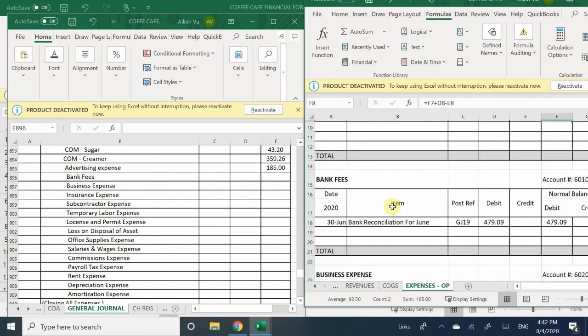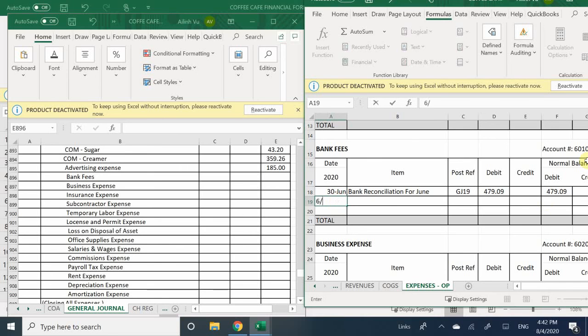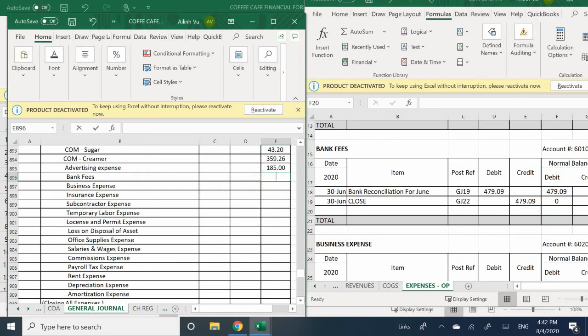Okay. Next one is going to be bank fees. So here's my closing journal entry for a grand total of $479.09. All right, this one does not have a formula, so it's going to be this. And now it is 0. Okay, so I'm going to also credit my bank fees as $479.09. Okay.